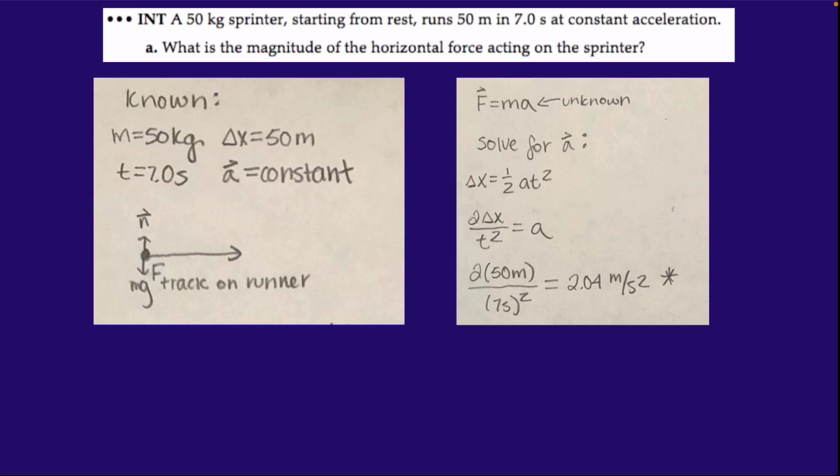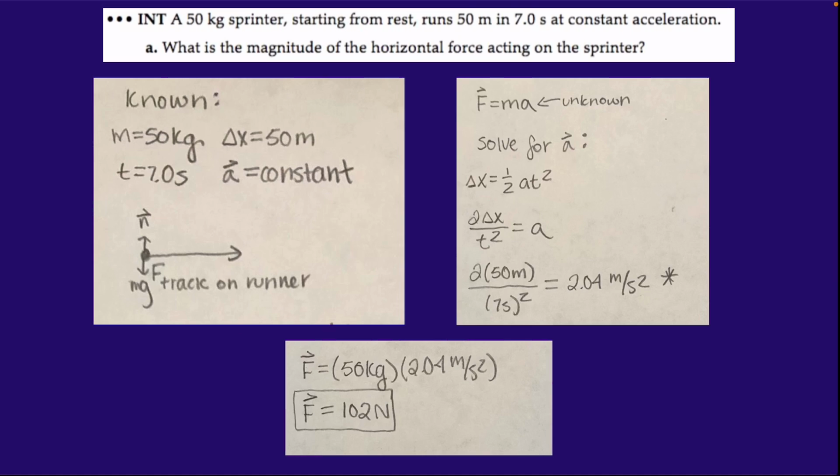So the problem is asking about that horizontal force. And we know from Newton's second law that force equals mass times acceleration. While we do have the mass, we don't know acceleration yet, but we have all the information we need to solve for it pretty easily. So we can just use one of our kinematics equations: distance equals 1/2 at squared. Once you do some algebra to isolate the acceleration and plug in your numbers, we get that the acceleration is going to be 2.04 meters per second squared. And that's going to be the acceleration for the runner from 0 to 7 seconds. That acceleration is constant, which is going to be useful for us in part B.